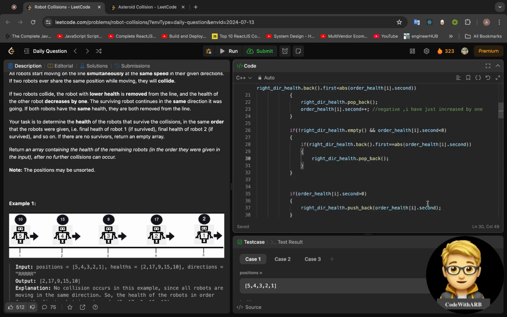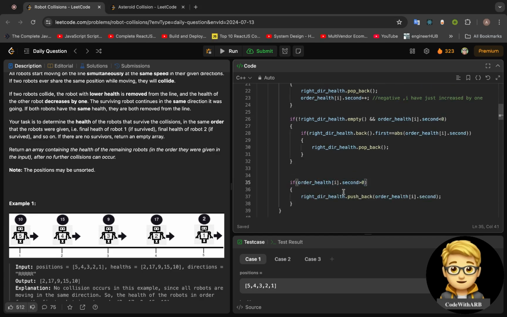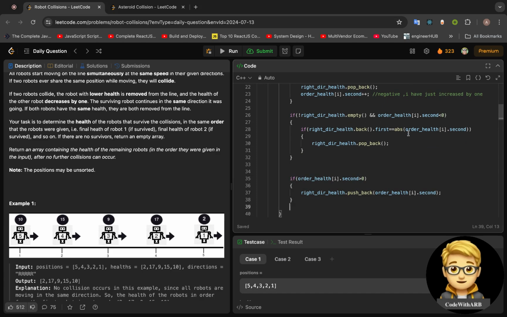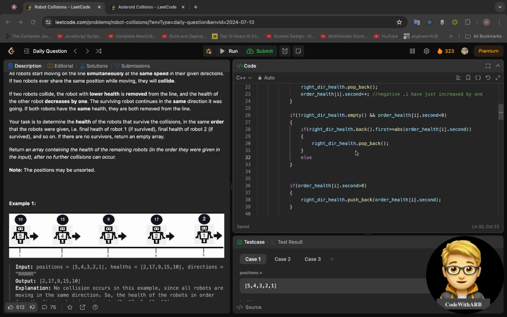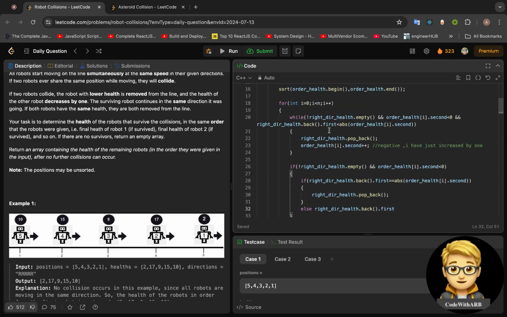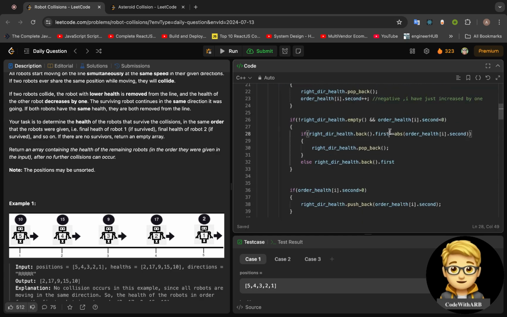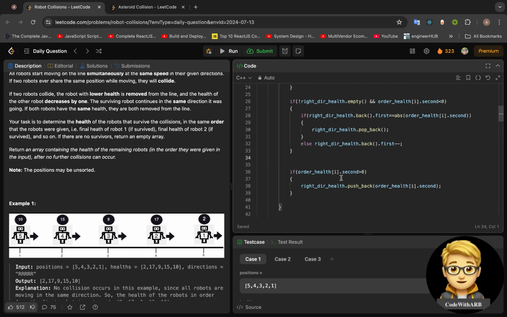Also we don't need to see this order health value right now. Both need to be popped out. Otherwise we just need to decrease the health of this right direction value if it is greater than, because we have checked for less than and we have checked for equal. If it is greater than, we will just decrease by one, because this value would be positive.